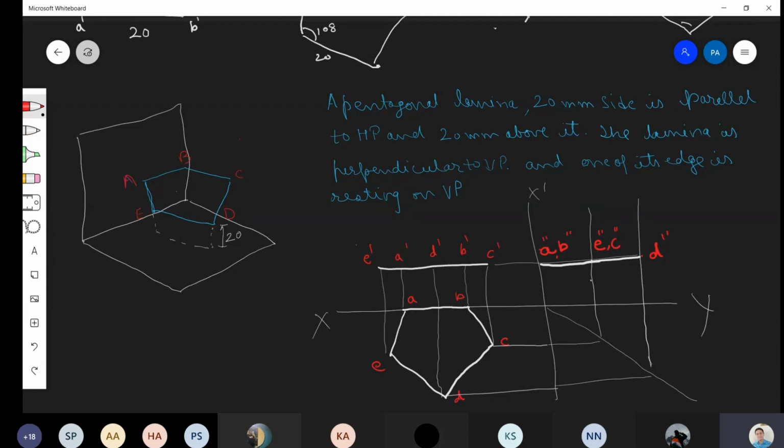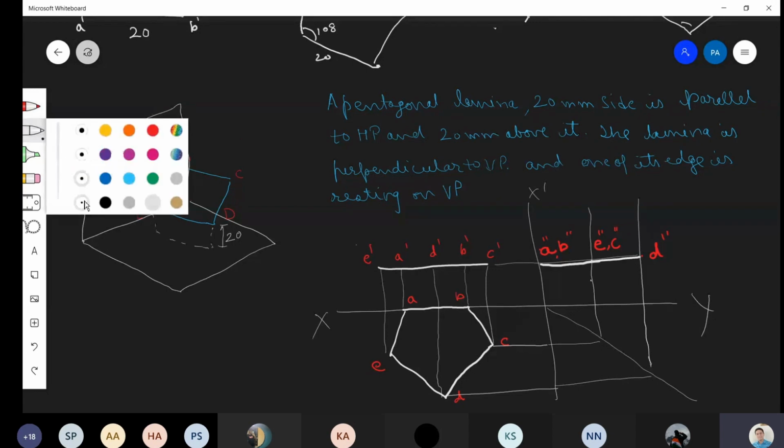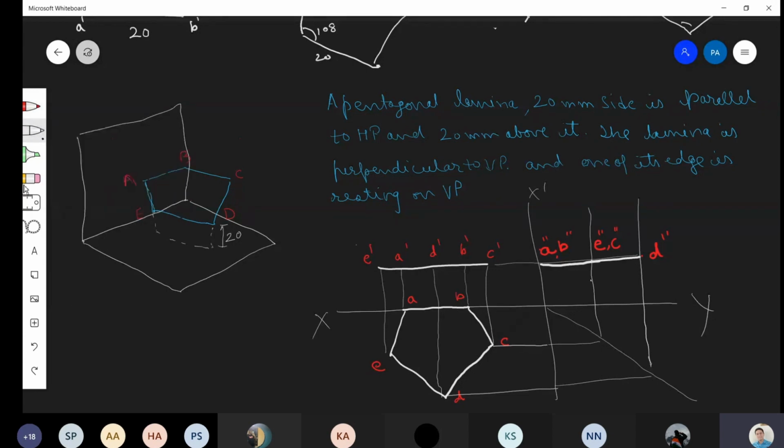Also notice that the top view is touching the XY line and side view is also touching the XY line. Now why is the side view touching the XY line? Because one of the views is touching the XY line. So this side view will also touch this X dash Y dash line. Any doubt to any student in this? No, sir, clear.